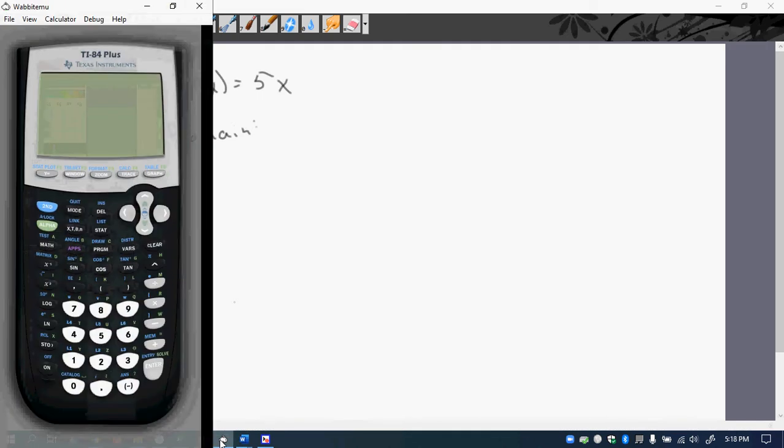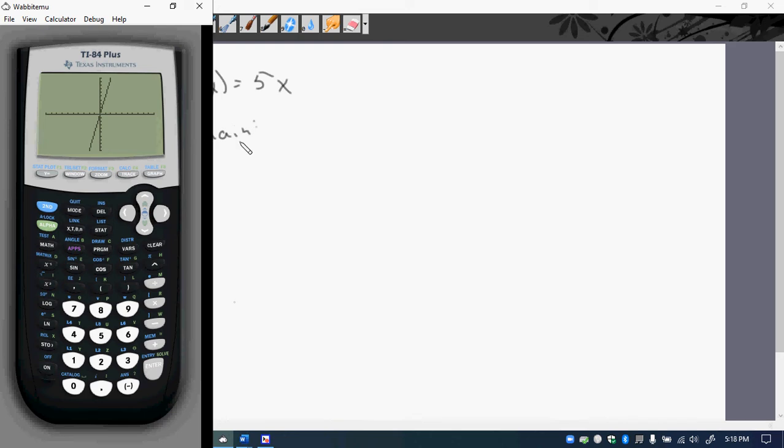Let's pull up your calculator here, and let's graph f of x equal to 5x. So turn on your calculator, go to y equals, and type in 5x. And then just so that everybody has the same graph, let's do zoom and click on 6, which does a 10 by 10 count. So here is our graph.